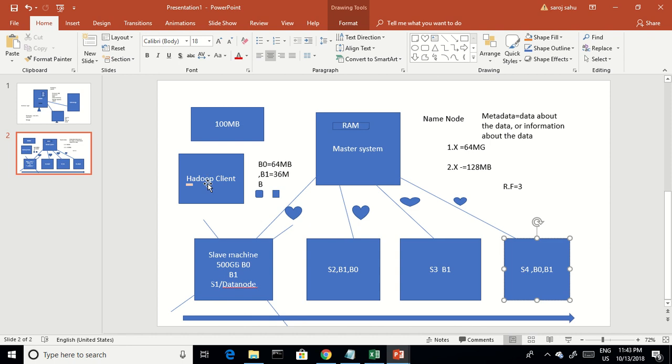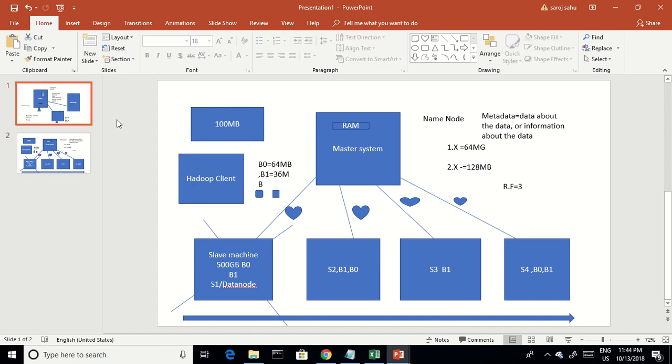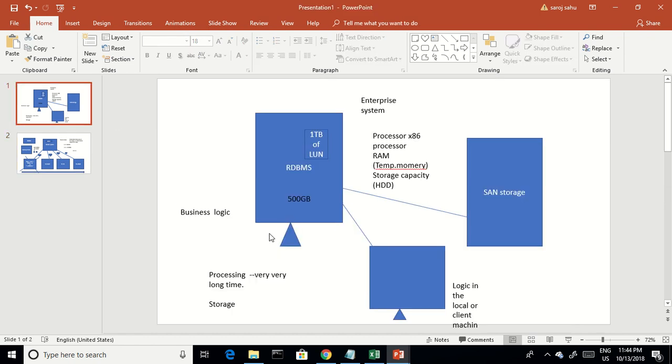So the logic will be sent to the data. Data is not sent near to the logic. The piece of logic, the program, will be sent to the data node, near to the data node. So the logic is not local, the data is local. So we can say it is data locality. But in our traditional system, it is code locality.